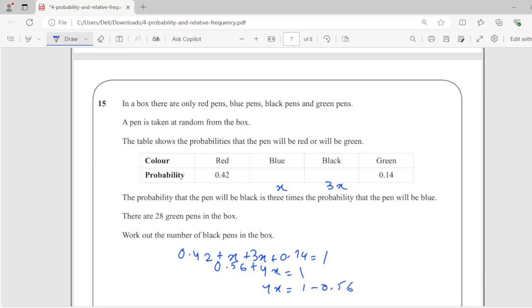One take away 0.56 is 0.44. X is 0.11. And 3 times 0.11 is going to be 0.33.